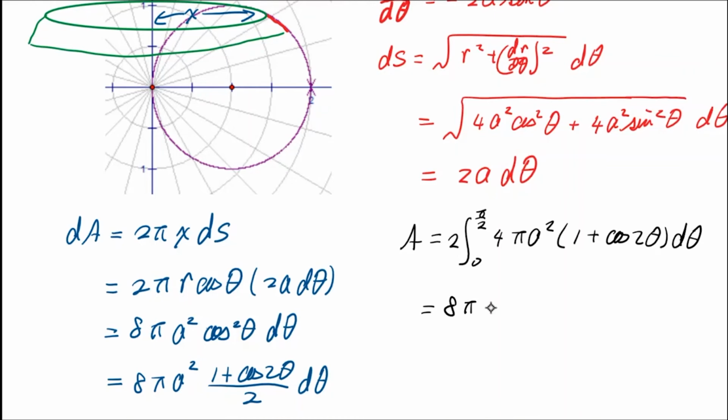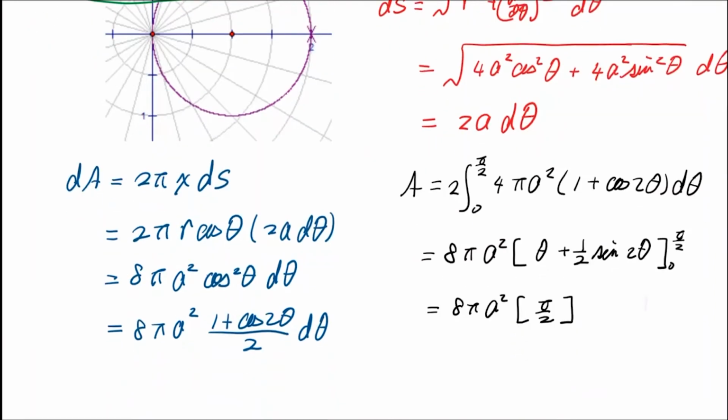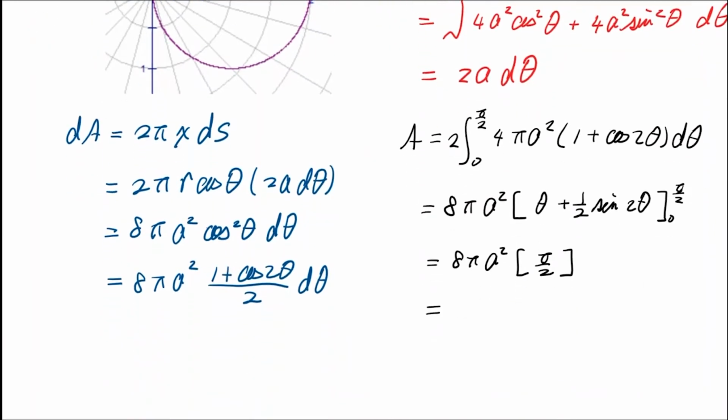So we'll have 8 pi a squared, and then we have theta plus sine 2 theta, and then chain rule, so therefore half, from 0 to pi over 2. Then plug in pi over 2, so we have pi over 2, and this thing usually dies, so 0 gives you 0. So lo and behold, this is one of the nicer ones, so we have 4 pi squared a squared. How about that? That was great, wasn't it?